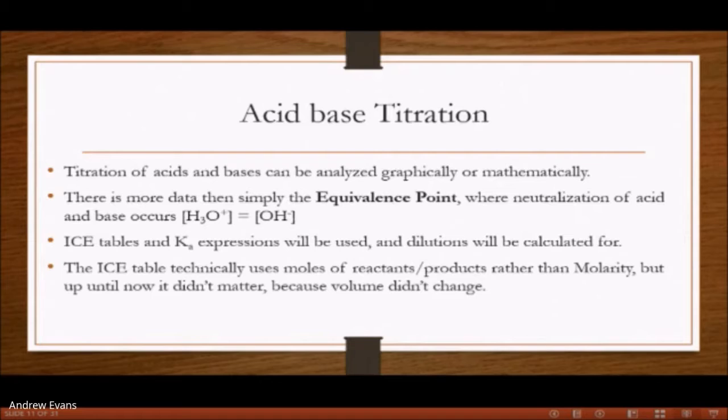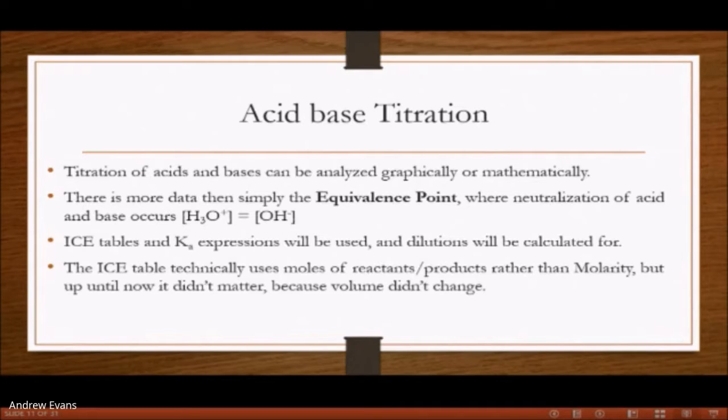Now, when we do this mathematically, we're going to need ice tables, we're going to need Ka expressions, and we'll need to even calculate for dilutions, because when you add acid to base, you're going to be adding volume 1 to volume 2. And the total volume is going to change throughout.